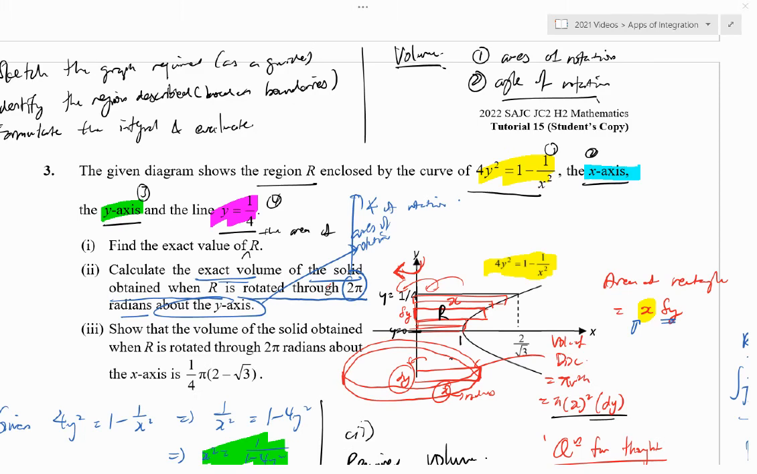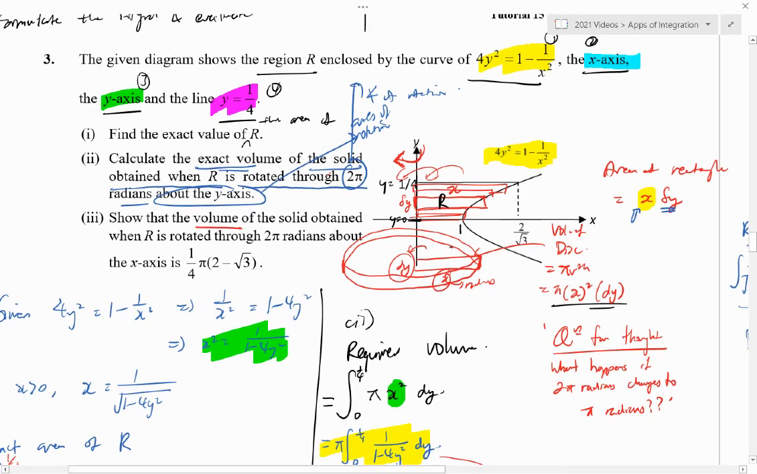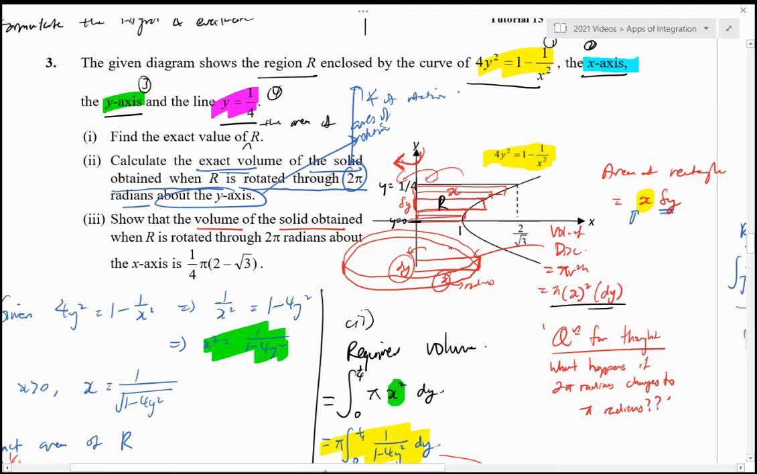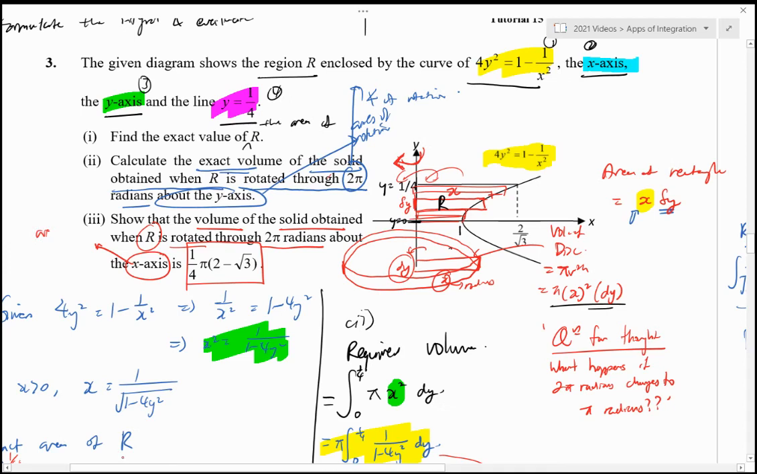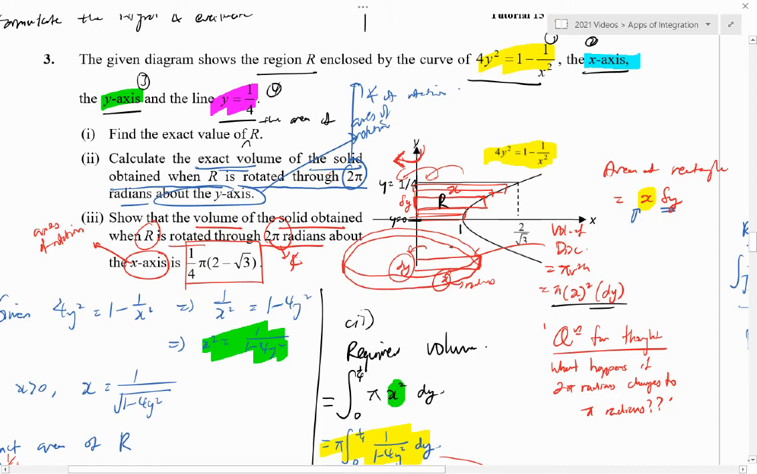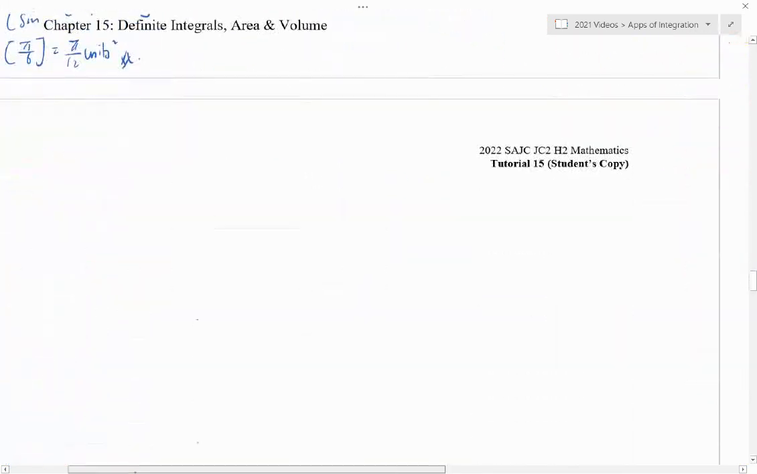Now the last part of the question says this. Show that the volume of the solid obtained when R is rotated through 2 pi radians about the x-axis is this expression. So now the axis of rotation has changed to the x-axis and the angle of rotation is 2 pi radian. Okay, I'm going to draw a new diagram for this particular portion.